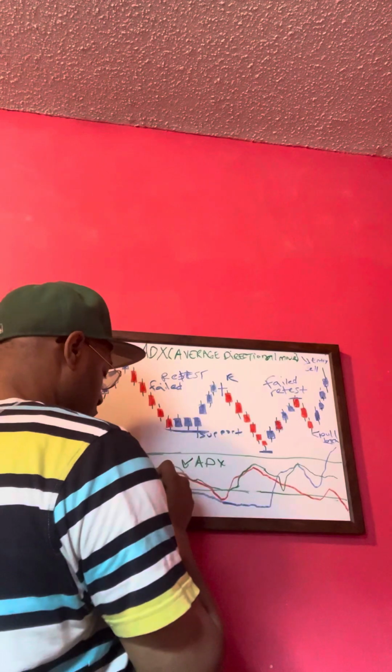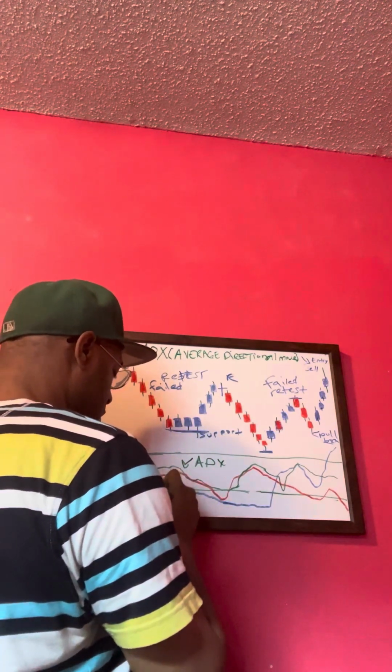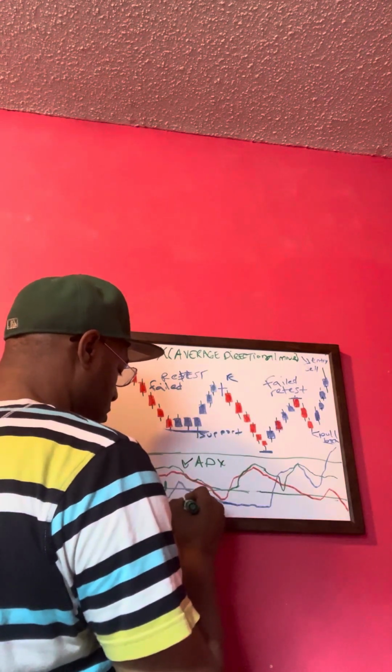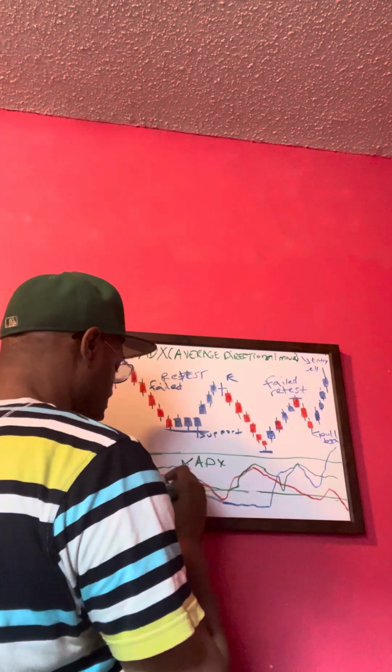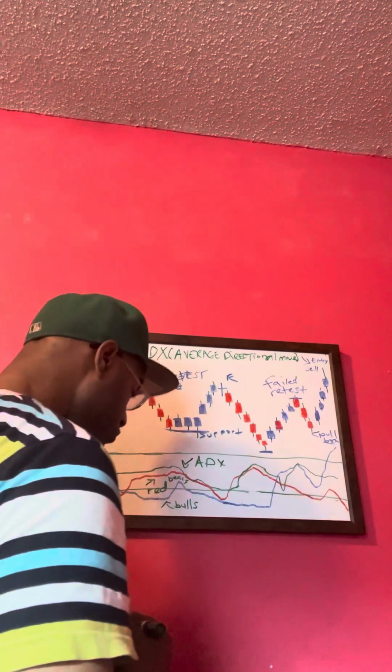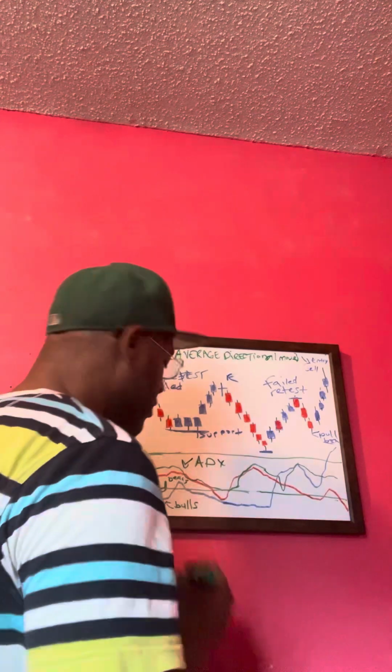Because if the red line is on top of the blue line, then that means that the bears are in control. And vice versa. If the blue line is on top of the red line, then the bulls are in control.